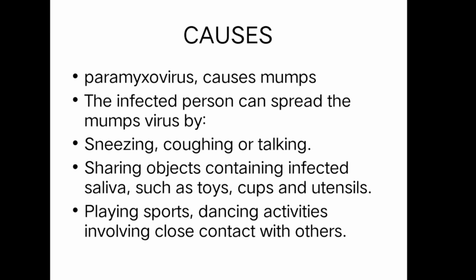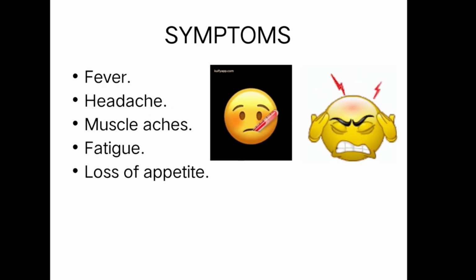Children used to put toys or other things in their mouth, no? If these are transferred to another person, through droplets or saliva, the mumps gets transmitted from an infected person to a healthy individual. Playing sports or having very close contact with children, like dancing activities or sharing toys and cups, is also a cause of transfer of the paramyxovirus from an infected individual to a normal child.